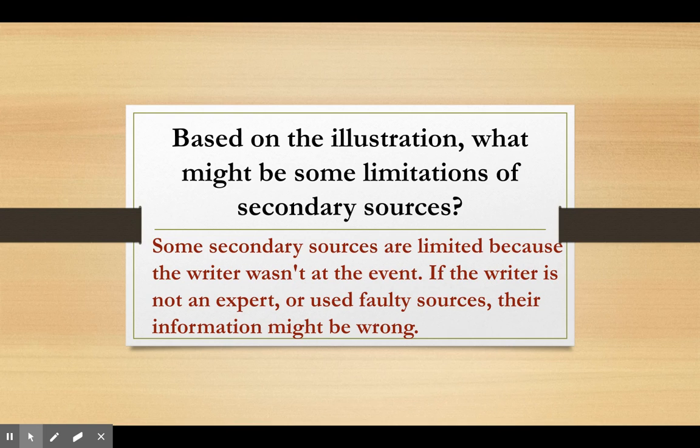Wikipedia is a secondary source, and I know a lot of you like to use it, but I would not use it if you're doing research, because people can go into Wikipedia, they can change things that are written, and they might be inaccurate. So I would not necessarily trust those sources. All right.